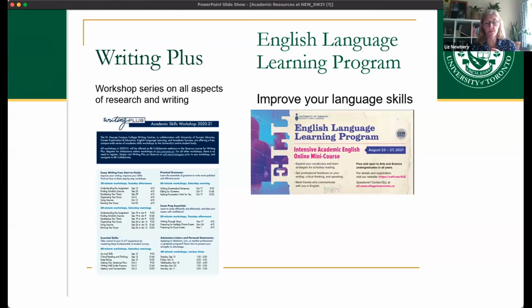Writing Plus is a series of about 30 workshops that we offer, covering many aspects of research and writing process. And I encourage you to attend a few of these in September and October. We also offer them in January, as they offer a really good primer to academic writing, and you'll get a lot of your questions answered.